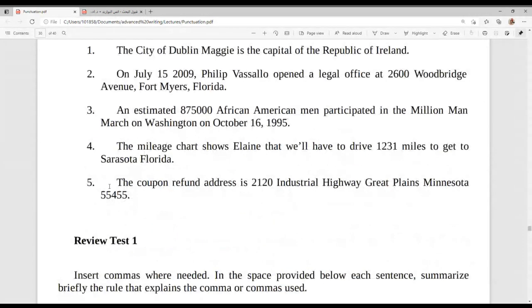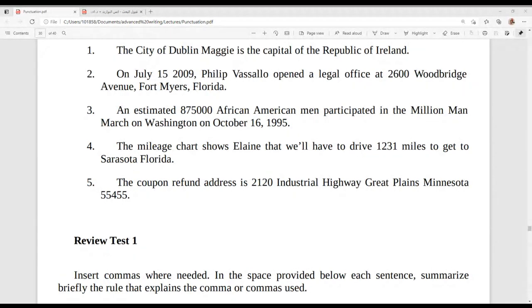An estimated, look, here you need a comma. 875,000 African American men participated in the Million Man March on Washington, October, etc. Yes, we need a comma here.